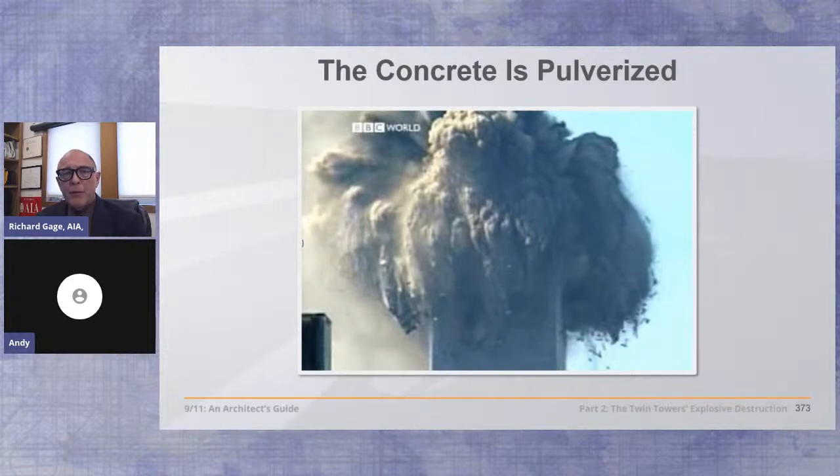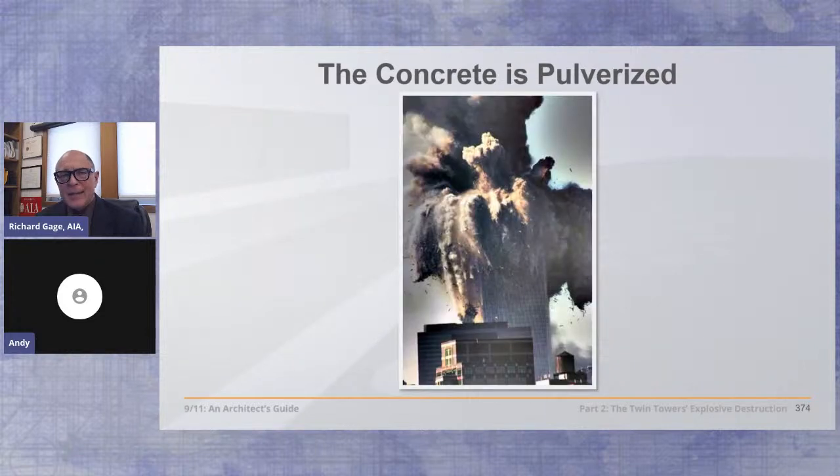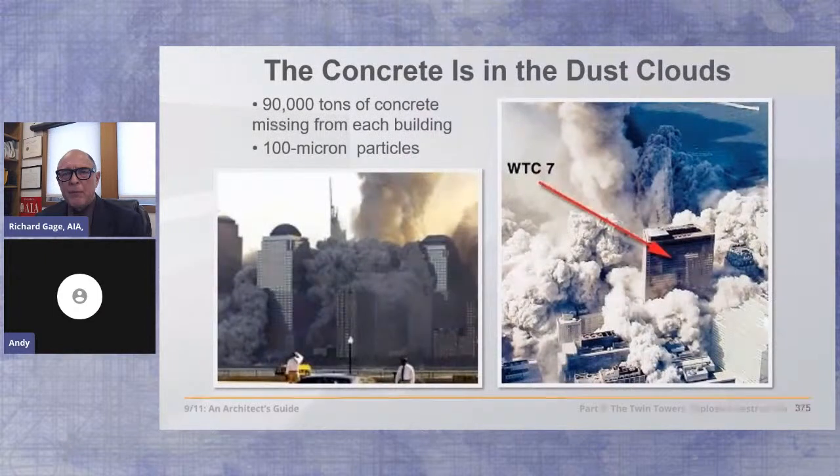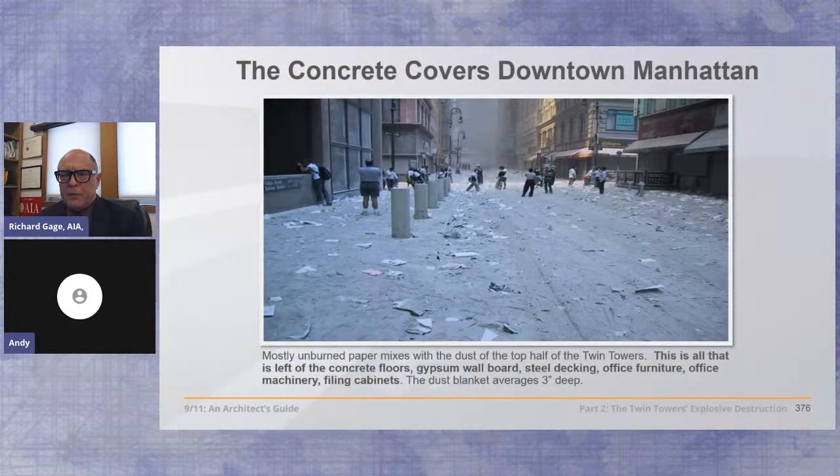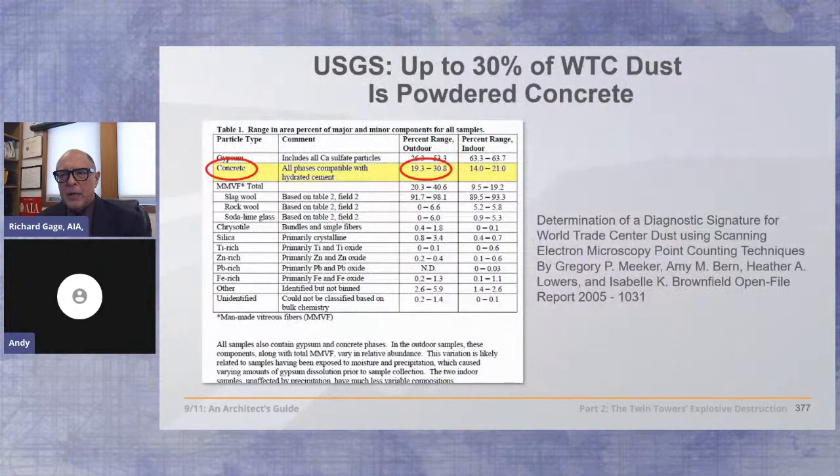Here it is, pulverized in midair to a fine powder, as seen in all of the photos and videos right before our eyes, pulverized to 100 micron particles on average, as indicated or analyzed by the agencies that looked at it, and distributed outside the footprint in a 3-inch thick blanket of dust that covered lower Manhattan from river to river, dust which was analyzed by the U.S. Geological Survey, which found up to 30% of that dust is powdered concrete.